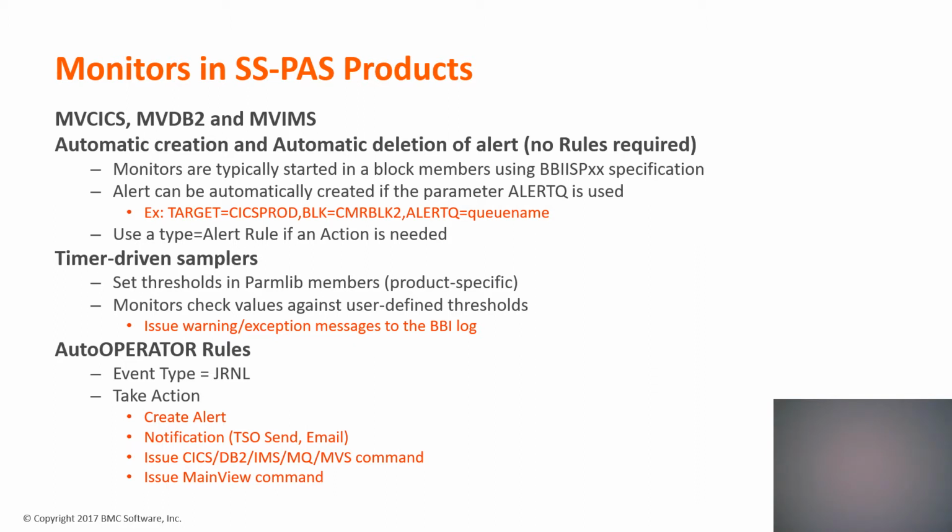Samples also can be timer driven, so you can say wake up every 10 seconds, check this value. If it exceeds a threshold, then an exception will be generated to the BBI journal, where it can be picked up by Auto Operator to take an action or generate an alert. If you want to create automation on these events, the event type would be journal, and you could take any of the standard actions you normally can with Auto Operator, including generating the alert, sending an email, issuing a command of some sort, or taking no action at all.